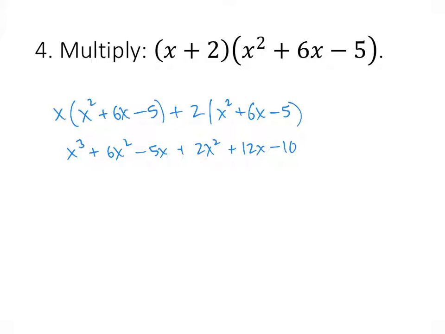And now we collect like terms. We have x cubed, 6x squared plus 2x squared is plus 8x squared, minus 5x plus 12x is plus 7x, and then minus 10.